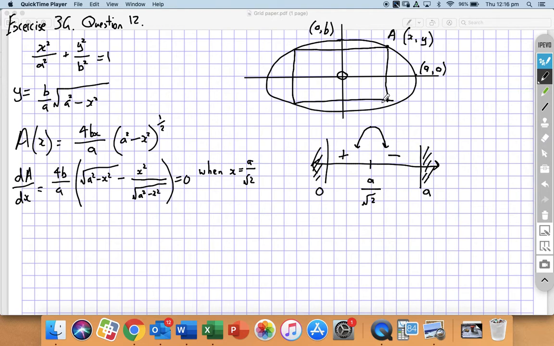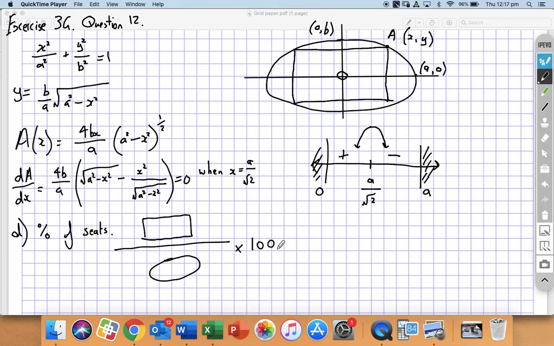Now, then it says we want to find the percentage of the ground that is occupied by seats. Okay, what does that mean? This is part D, the percentage of seats. Basically, what that means is we want the area of the rectangle divided by the area of the ellipse times 100 to make it a percent.